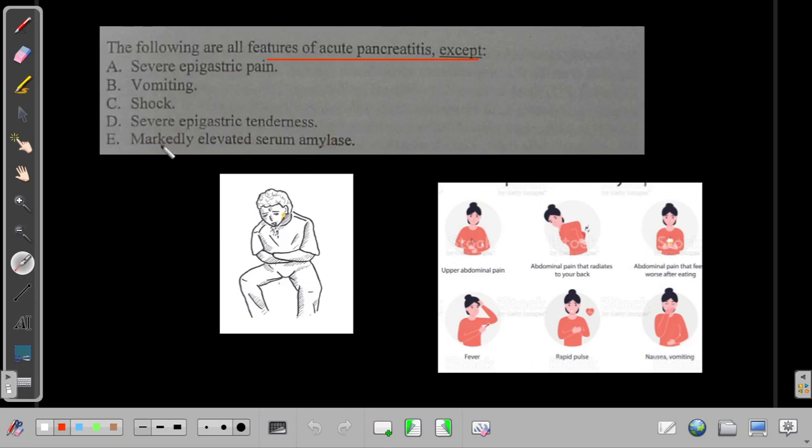Markedly elevated serum amylase, that's true. This is the most famous biochemical lab test we ask for when we suspect acute pancreatitis. Okay? So the exception here is severe epigastric tenderness. Okay?